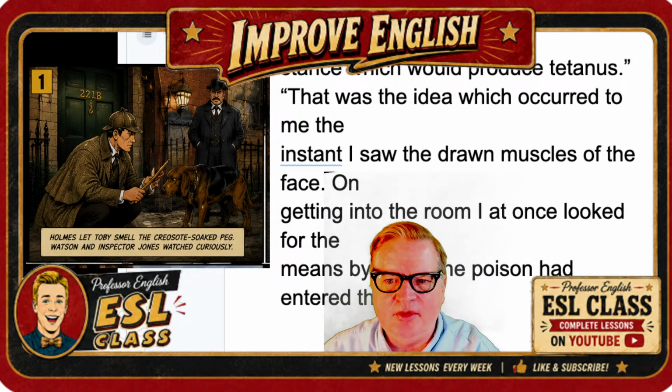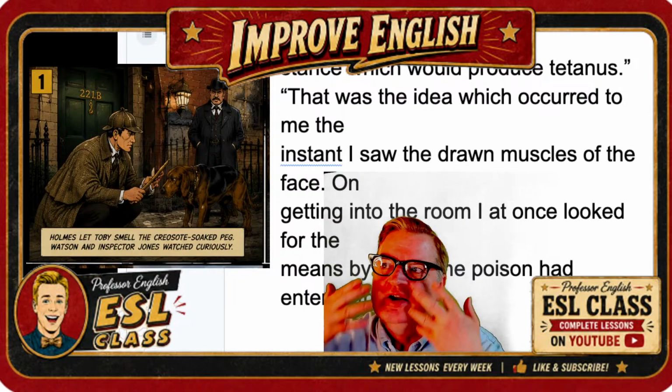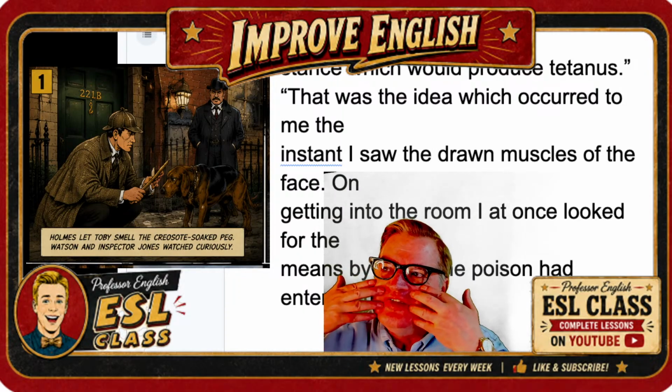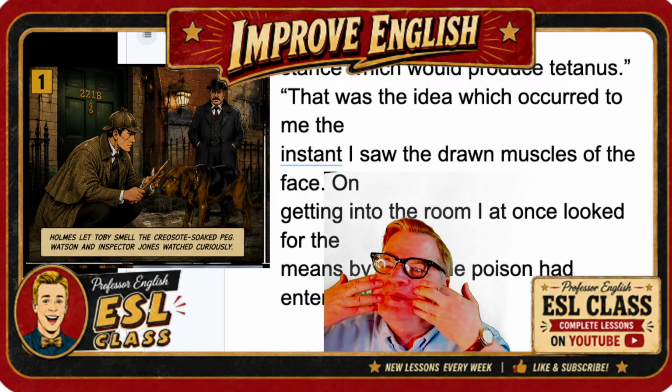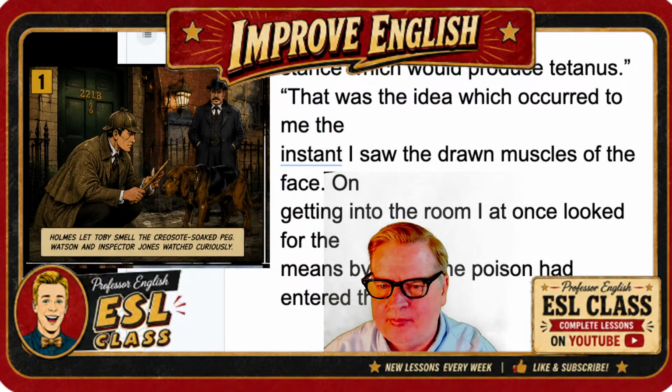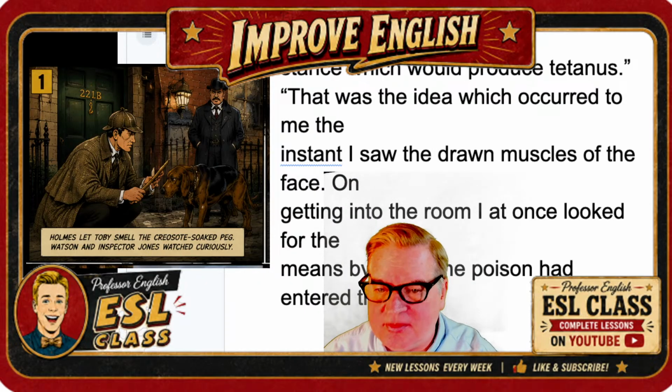I saw the drawn muscles of the face. Remember, drawn means pulled back. So the drawn muscles of the face doesn't mean the face was drawing a picture. It means the muscles are pulling back the face. Which is why they're saying, oh, it looks like he's smiling.